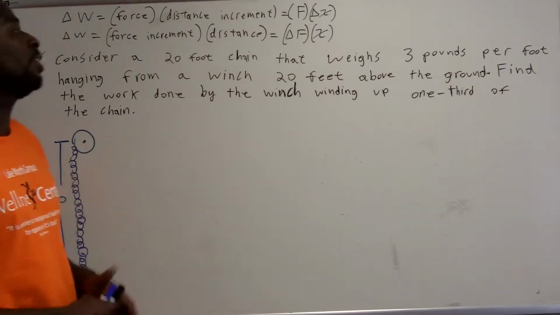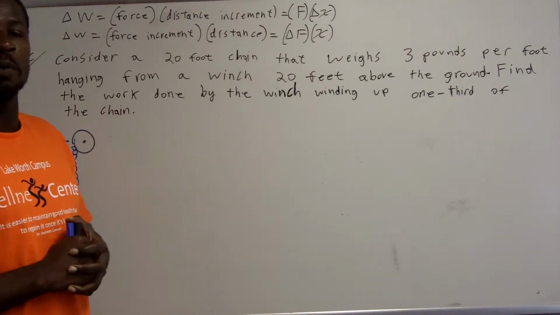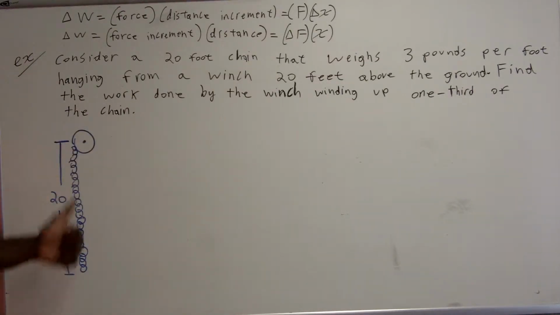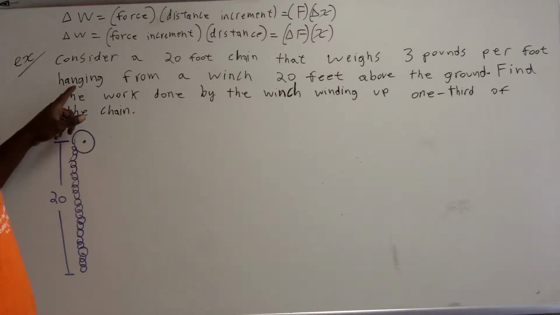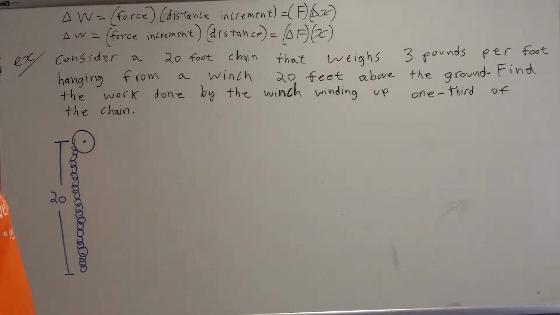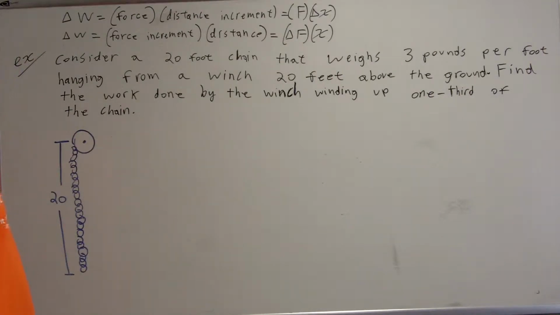This way of looking at it works well when we're dealing with non-rigid objects. So for instance, consider a 20-foot chain that weighs 3 pounds per foot. That's kind of like a weight density. It's hanging from a winch 20 feet above the ground. Find the work done by the winch winding up 1/3 of the chain.